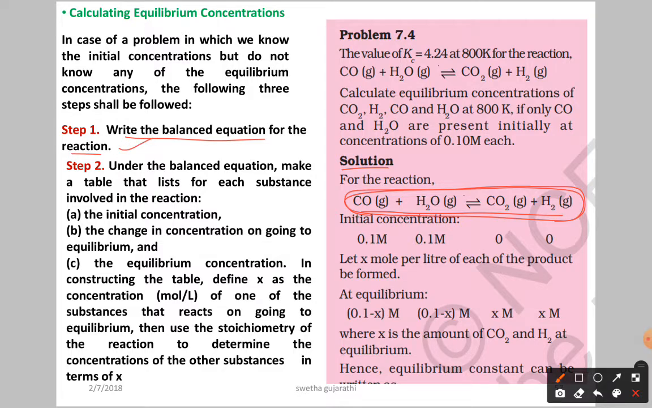Second step: under the balanced equation, make a table that lists each substance. That table should indicate the initial concentrations, the change in concentration on going to equilibrium, and the equilibrium concentrations. For the equilibrium concentration you write it in moles per liter, simply assuming it as x. So what is the meaning of these three points? Let us see with the example.